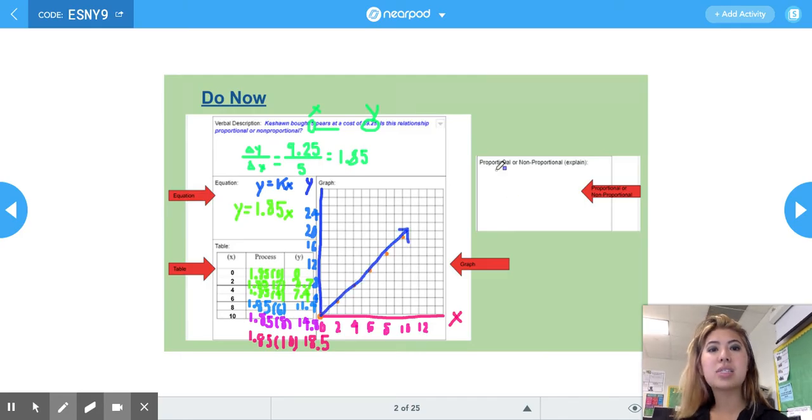And the last thing is to identify whether this is a proportional or non-proportional equation. Since our equation is y is equal to 1.85 times x, that's going to be a proportional relationship because it's in the form y is equal to k times x.